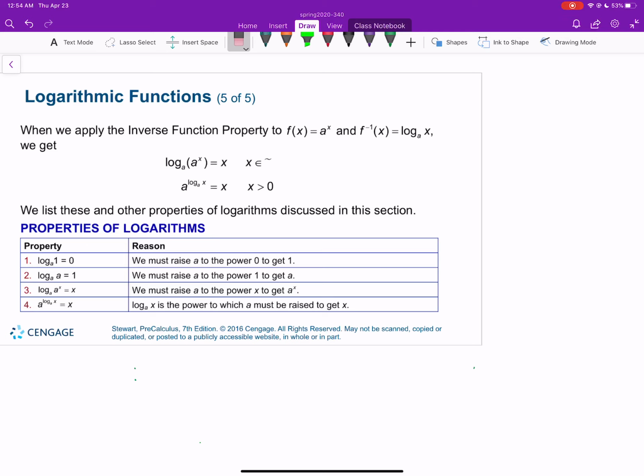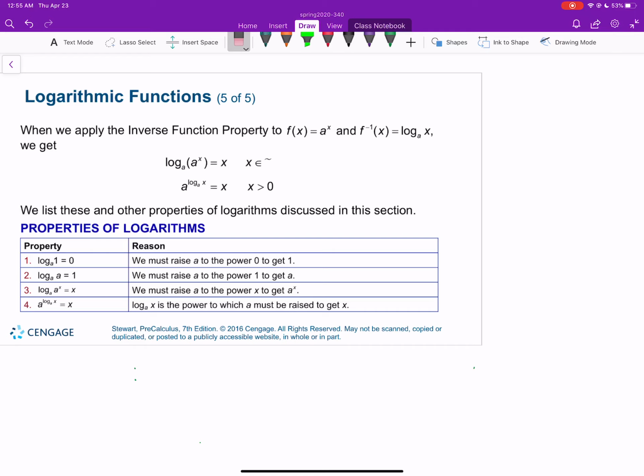Hello class, today we're going to continue our intro to logarithmic functions, and today I'm going to focus my attention on some of the properties of logarithms, and you'll later see that these properties carry over to so many different things, and knowing these properties is very important in helping you to simplify expressions and make things easier for you.